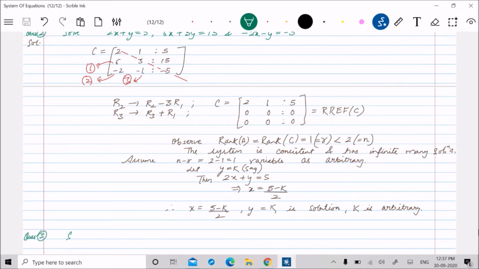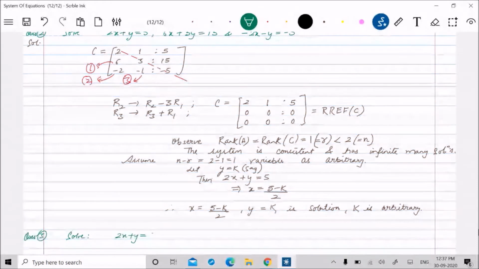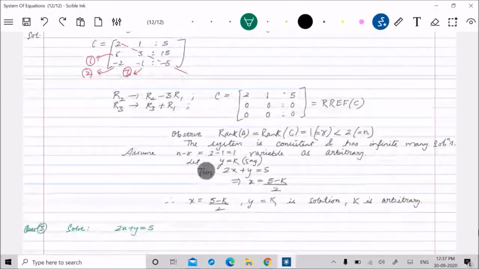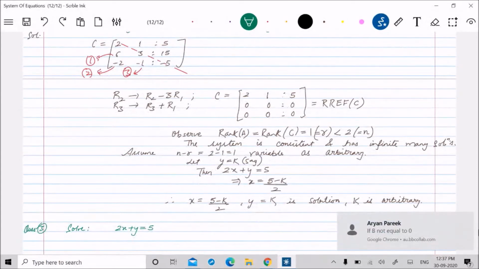So the question is this: solve 2x plus y equal to 5. You can see that this equation is the same as this one, I'm just changing the coefficients. If b is not equal to 0, then no solution can happen. And if b equal to 0, then there is no point of no solution, as we discussed earlier.